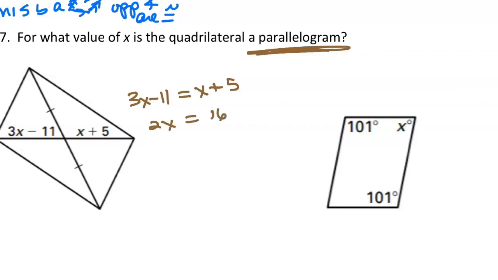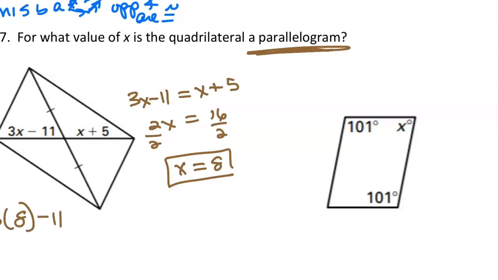That gives you a 16. Divide by 2. Divide by 2. X is going to equal 8, and we are done. And you can check. 3 times 8 minus 11. Does that equal 8 plus 5? Well, 8 plus 5 is 13. That's 24 minus 11. That's 13, and it checks.